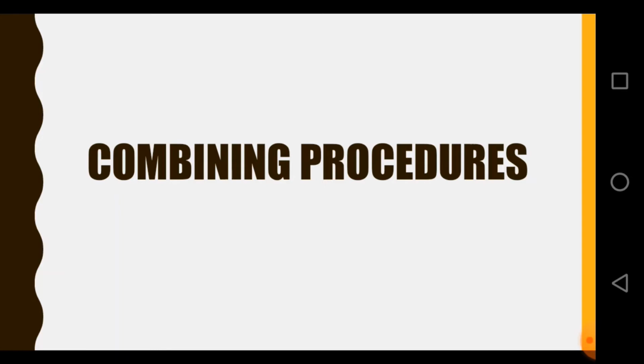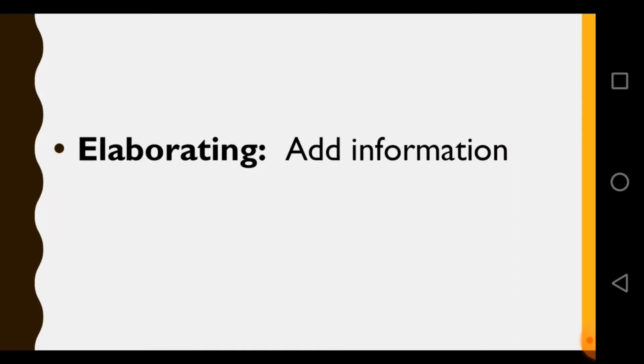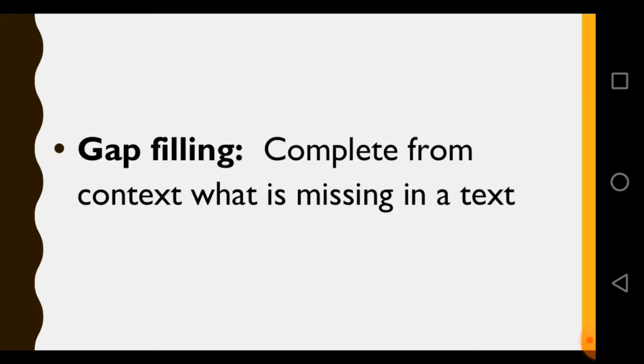I will start by explaining what can be the usefulness of the different procedures in the lesson. For example, sequencing can be used to help students take ownership of text organization. Elaborating can be used to practice adding information in text to make them more complete. Or gut feeling can be used to try to work out from the context what is missing in our written text. And thanks to it, students will notice the features in a text.